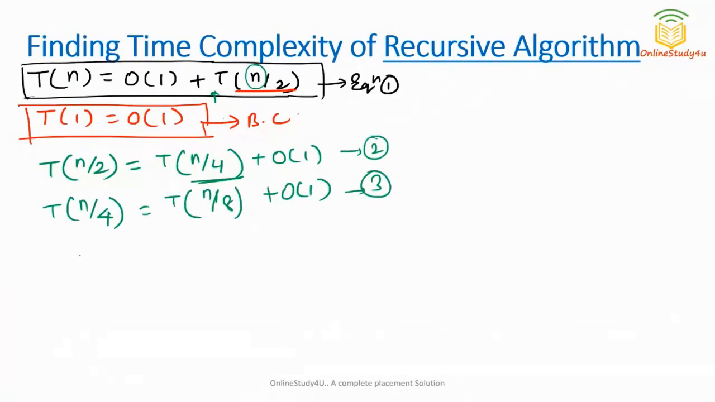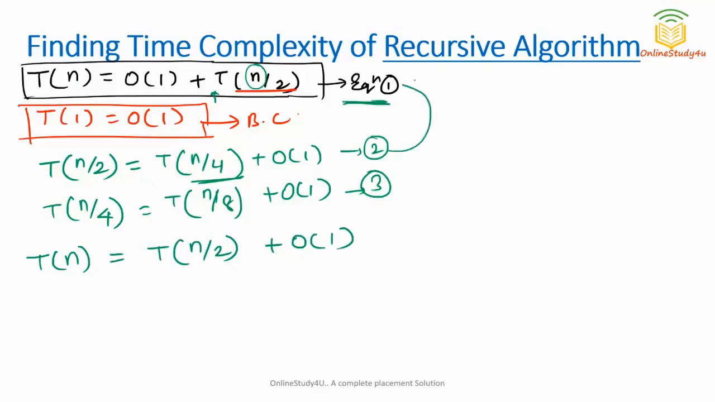Now T of n, after we will substitute this 2 in equation 1. So what we will get? We will get T of n as T of n by 2 plus big O of 1. Now next, if we substitute, alright, so this was the original equation 1. Now if we substitute this equation 2 in equation 1, it will become what? It will become T of n by 4 plus big O of 2.